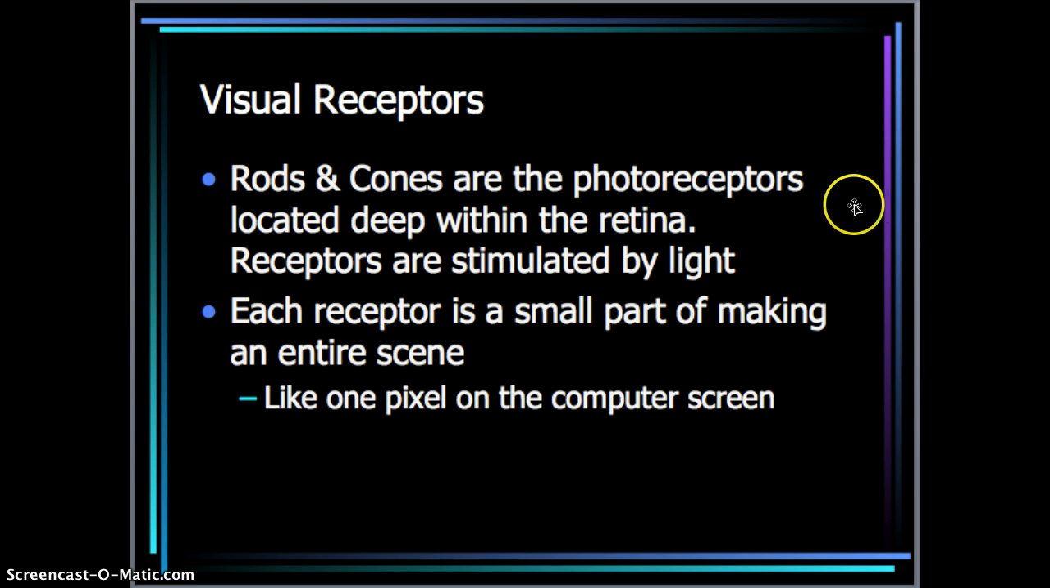So the rods and cones are the photoreceptors. They're located deep within the retina, and they're only stimulated when there's light present. Each receptor is a small part of making an entire scene. It's like one pixel on a computer screen, and we need all those rods and cones to be stimulated to create a full image.